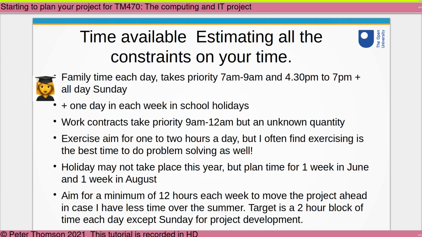Holiday may not take place this year, but plan time for 1 week in June and 1 week in August. Aim for a minimum of 12 hours each week to move the project ahead in case I have less time over the summer. A target is a 2-hour block of time each day except Sunday for project development.